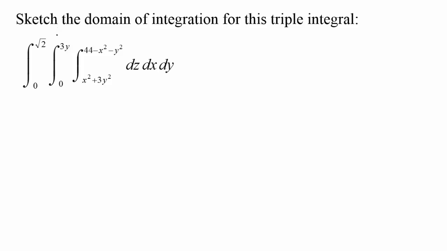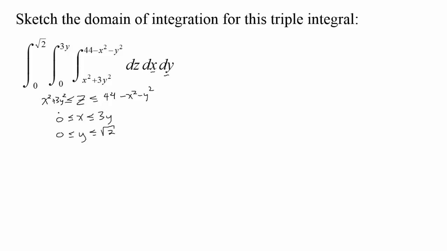Just like with integrals over 2D planar regions, the bounds go with the particular variables, and we can read off inequalities that describe the region. Looking at the innermost variable z, z goes between x squared plus 3y squared and 44 minus x squared minus y squared. Then the bounds on the next variable out, x, are from 0 to 3y, and the bounds on y are from 0 to the square root of 2.